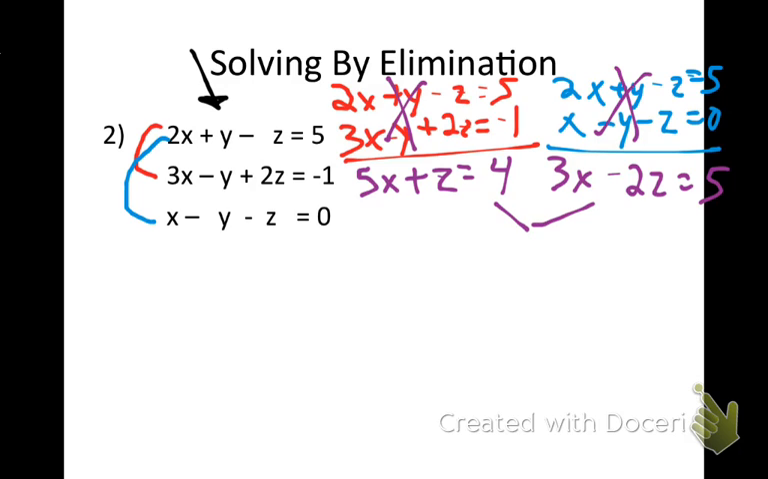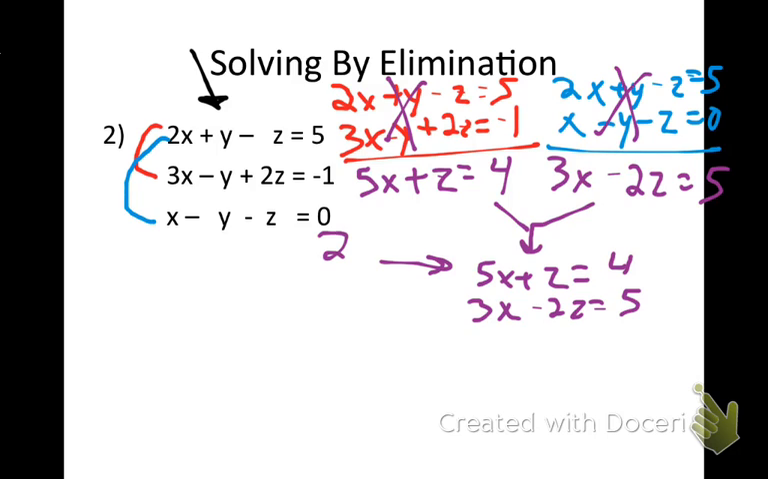From here, now I take both these equations down. So 5x plus z equals 4. 3x minus 2z equals 5. Now, these are not set up already to eliminate. So what am I going to have to do in order to eliminate here? What do you say, Phil? Yeah, very good. I can multiply the top equation, all of it, by 2. So I'm going to do that. That gets me 10x plus 2z equals 8.